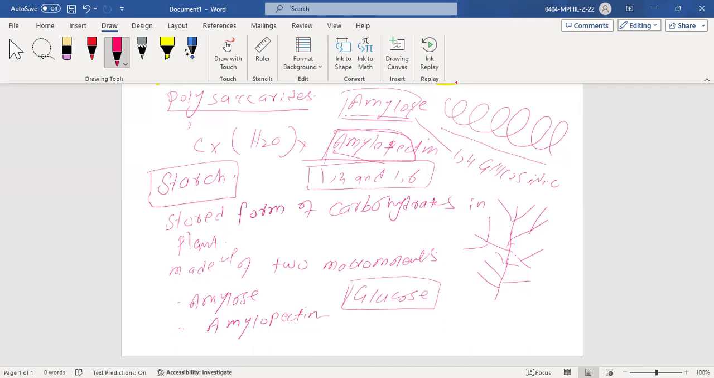Okay. So because it is a branch, here you have specifically 1 4 and 1 6 linkages.